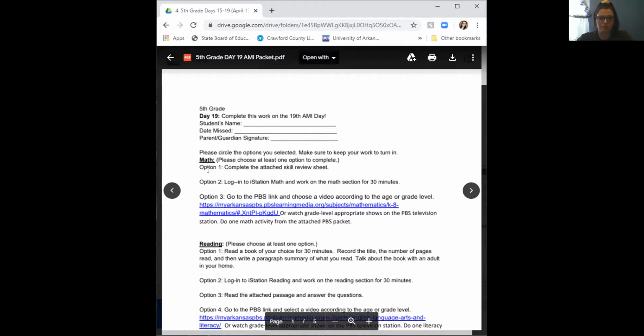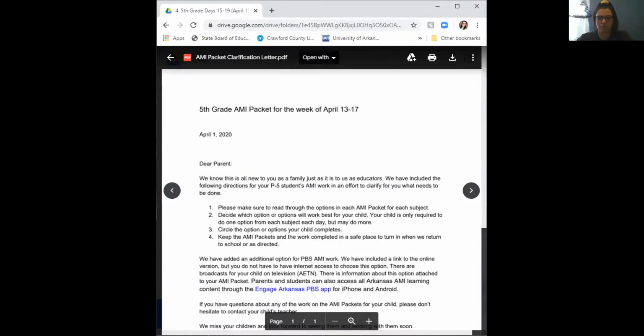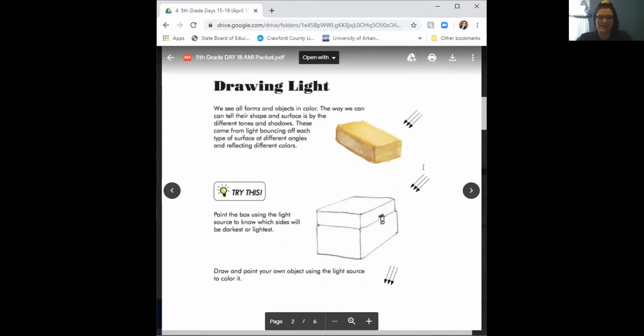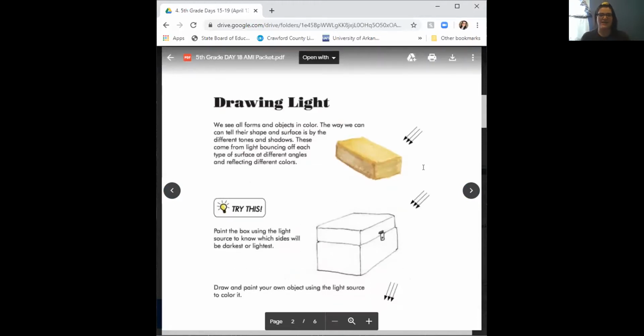Wrong one. Here we go, Drawing Light. So this is your science worksheet for today, and it says, we all see forms and objects in color. The way we can tell their shape and surface is by the different tones and shadows. These come from light bouncing off each type of surface at different angles and reflecting different colors.